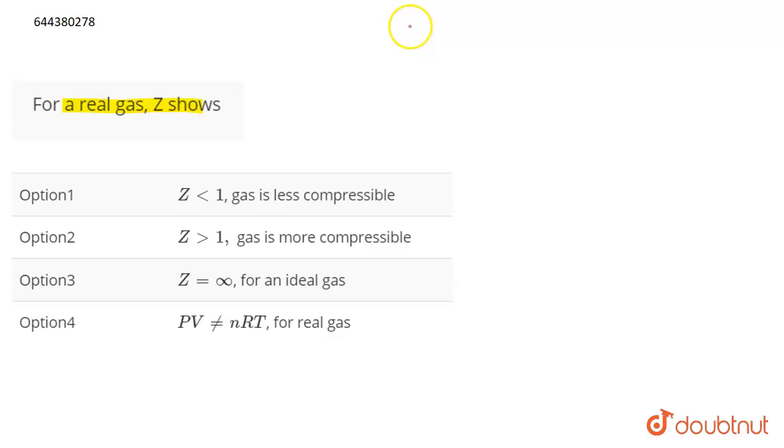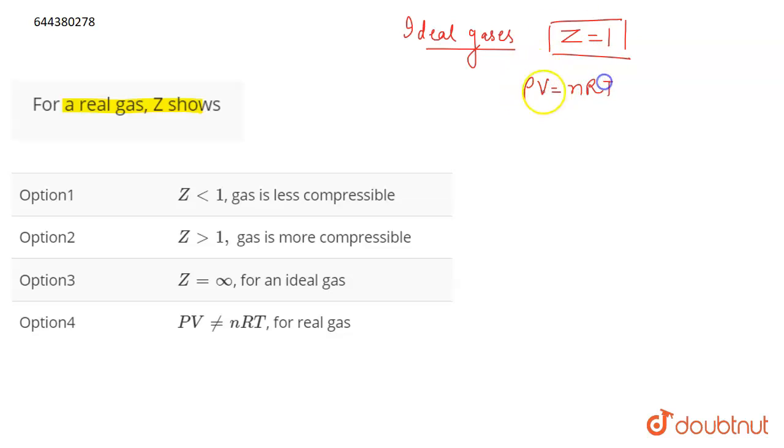If we talk about ideal gases, then for ideal gases, the compressibility factor is equal to 1. It obeys the ideal gas equation, PV is equal to nRT. This is the condition that is followed in ideal gas cases, and that is why Z is equal to 1.